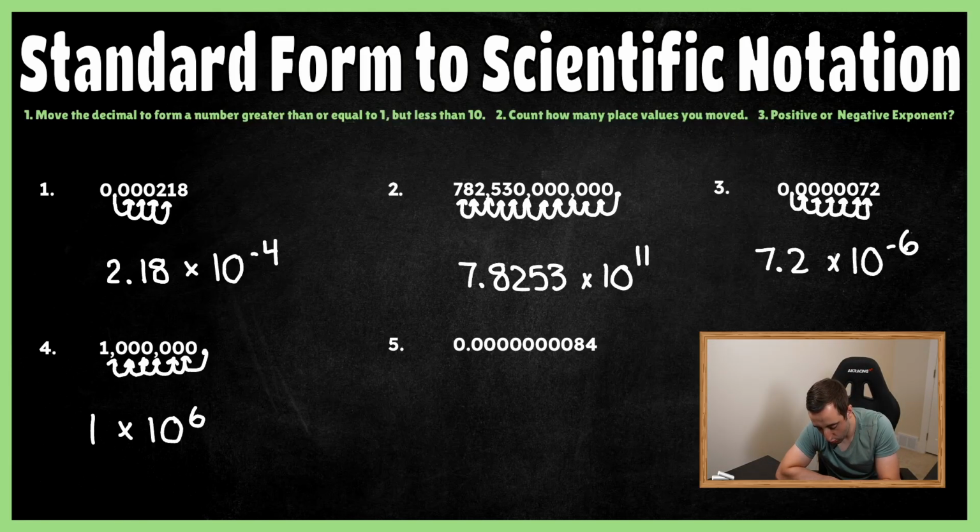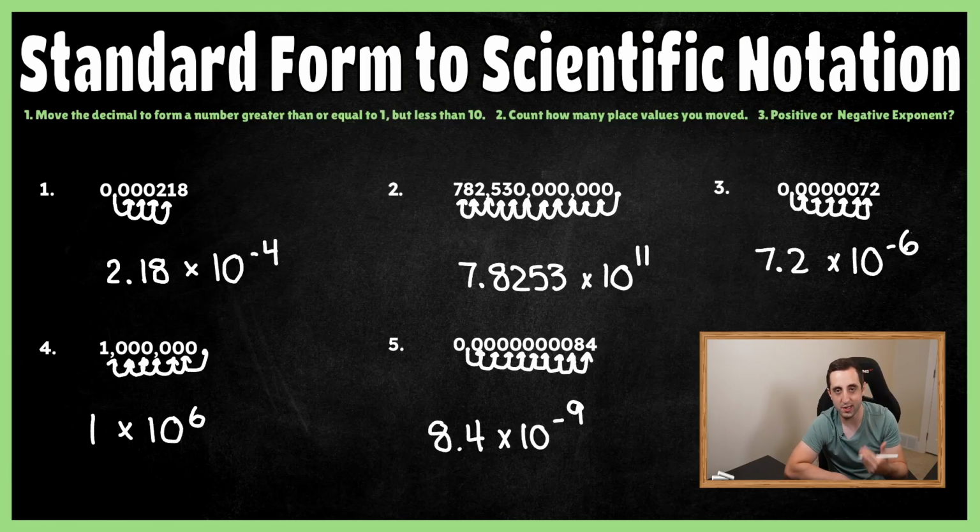We are moving to the right here. So we have 1 place value, 2, 3, 4, 5, 6, 7, 8, 9. We meet that range, so that's going to be 8 and 4/10 times 10 to the, not the positive 9, but the negative 9. Again, moving to the right, numbers less than 1.